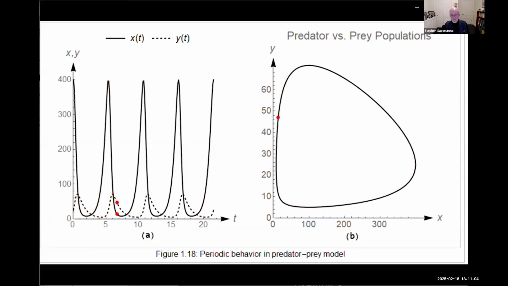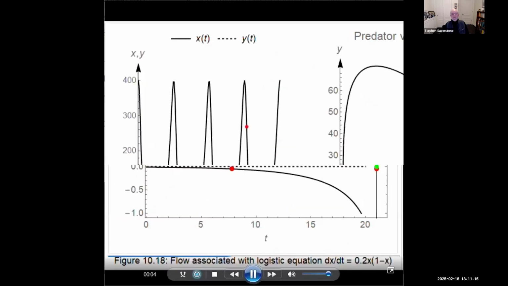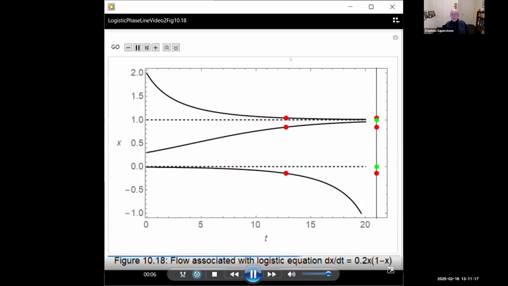And then for a different case, here is the flow associated with the logistic equation. And you have the solutions on the left side of this graph, starting out and approaching either equilibrium or going away from equilibrium, and then the projection down onto the phase line on the right.